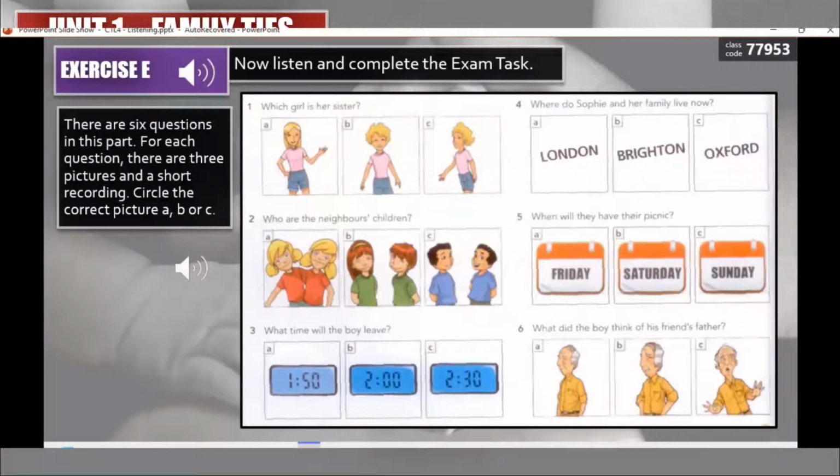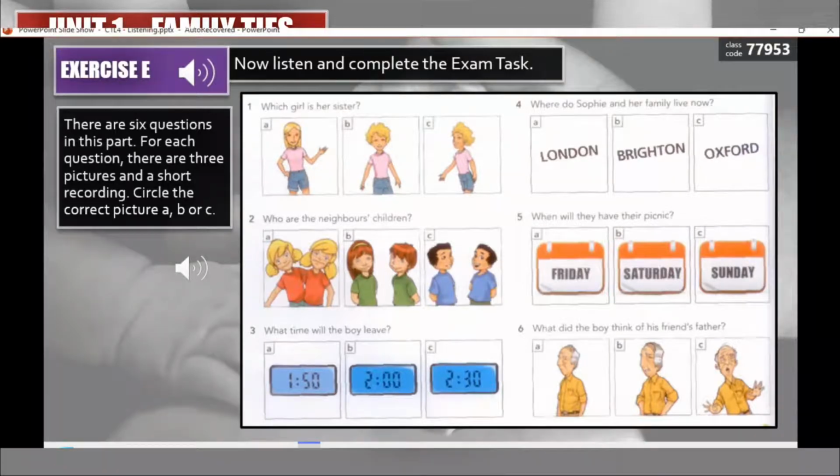2. Who are the neighbour's children? Have you seen the new neighbours yet? Not to speak to, but I saw them arrive in their car yesterday. Did you say they've got twin girls, or is it twin boys they've got? Neither. They've got a boy and a girl.